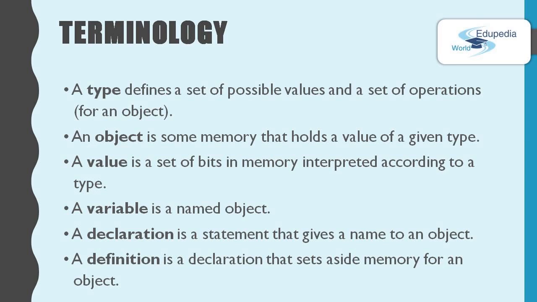But before that, let's get familiar with the terminologies: type, object, value, variables, declaration, and definition. We will use these words very often, so it's better to get the idea of what they mean. A type defines a set of possible values and a set of operations for an object. An object is some memory that holds a value of a given type. A value is a set of bits in memory interpreted according to a type.